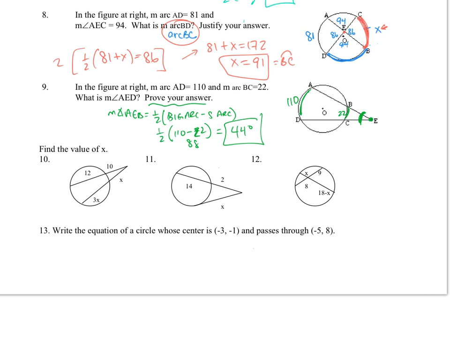All right, number 10. Find the value of x. Again, on these formulas that we had to memorize, it's the outside times the whole thing equals the outside times the whole thing. So 10 times the whole thing, which will be 22, equals the outside x times the whole thing, which would be 3x plus x. So here we end up with 220 equaling 3x squared plus x squared.